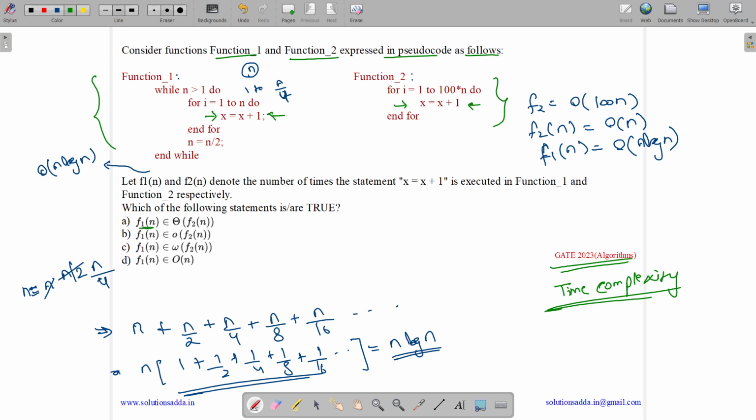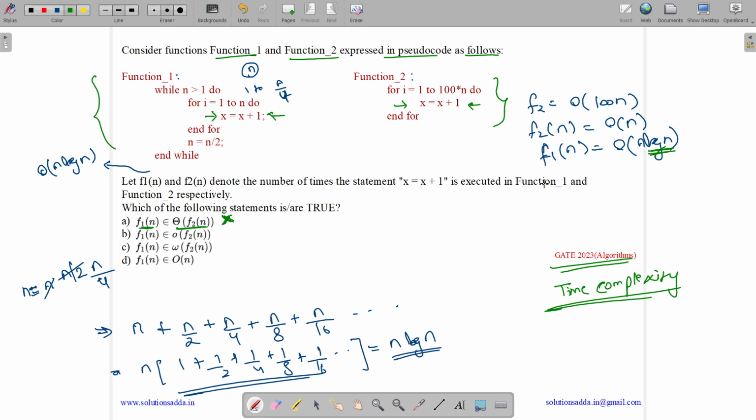It is saying f1(n) belongs to theta of f2(n). No, theta is not possible as it has a log n term extra. Theta is possible when we have both big O and omega, but here f1 is big O but not omega. So let us see, f1(n) is small o of f2(n).